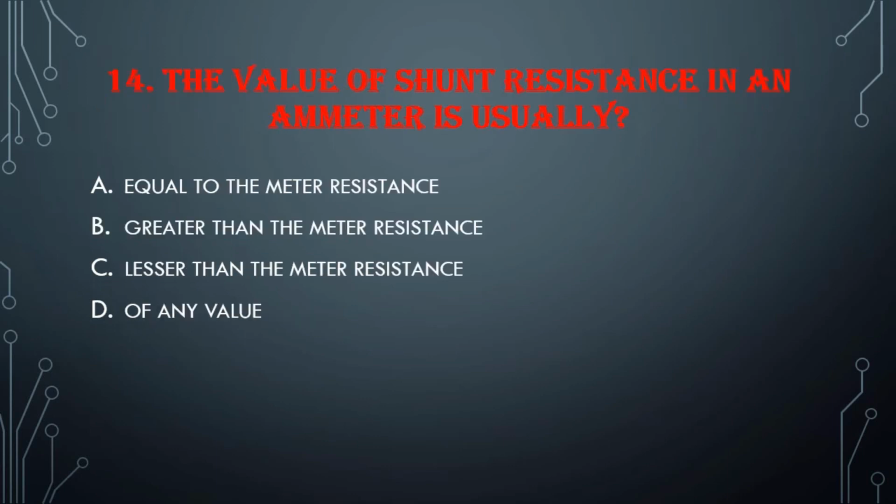The next question for you all, my friends, is: the value of shunt resistance in an ammeter is usually. The options are A. Equal to the meter resistance. B. Greater than the meter resistance. C. Lesser than the meter resistance. D. Of any value. And your time starts now.